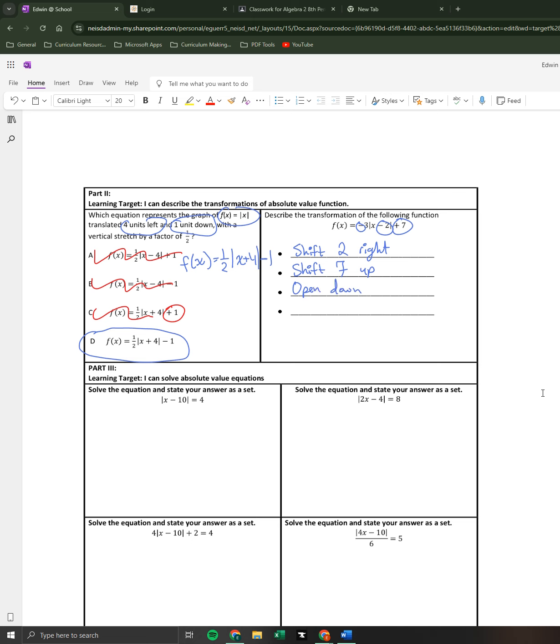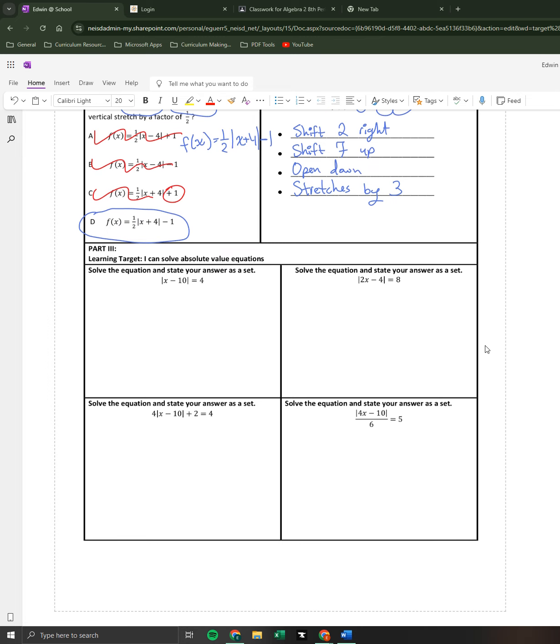Finally, that 3, we like to use the word stretch. So we could say stretches by 3. So it's just about remembering these key characteristics with what transformations happen, or with how the transformations affect the parent function.